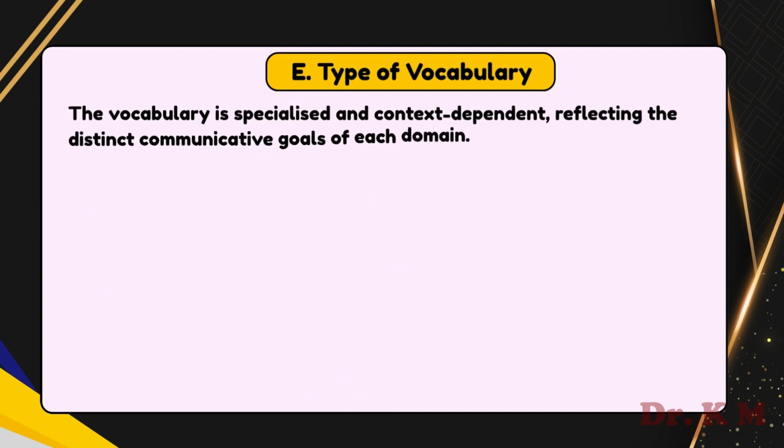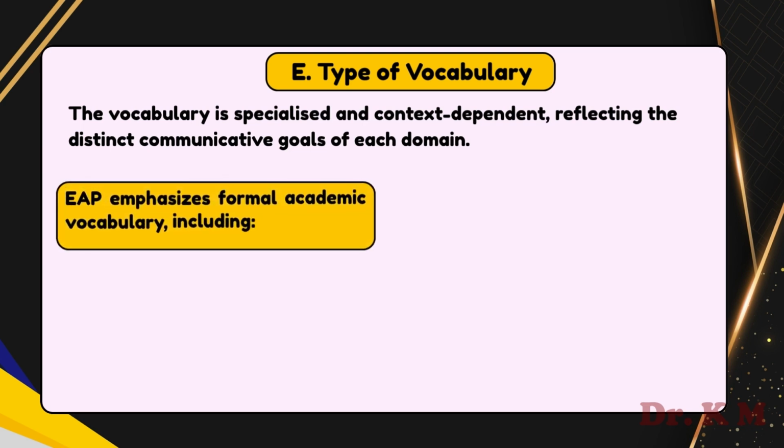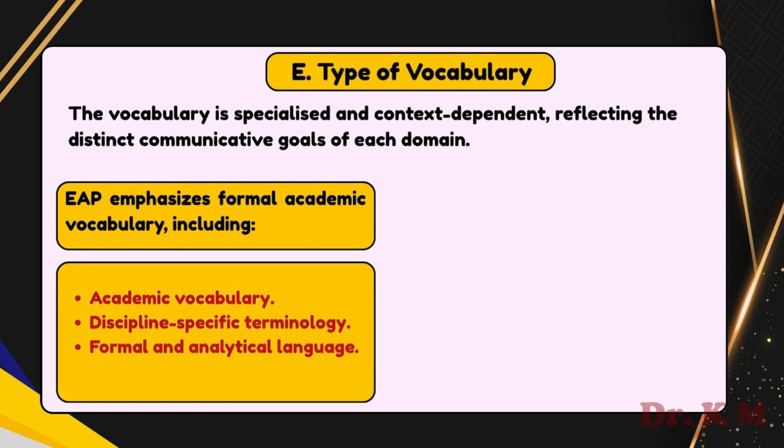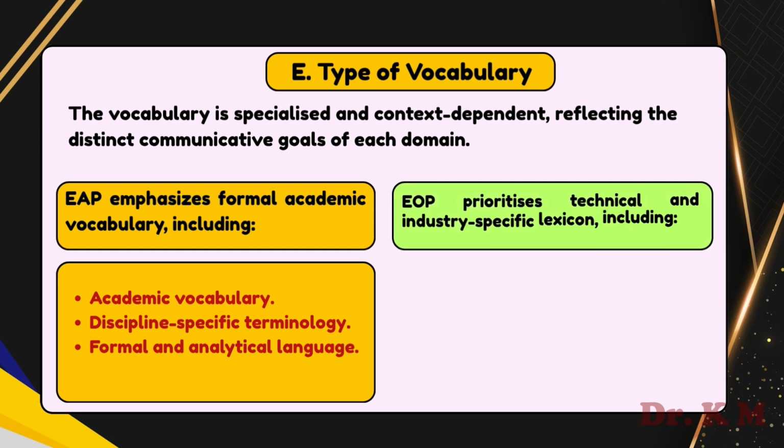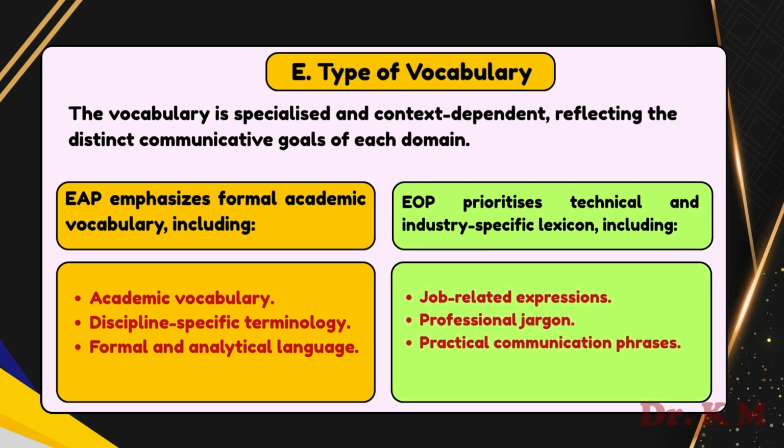E. Type of vocabulary. The vocabulary is specialized and context-dependent, reflecting the distinct communicative goals of each domain. EAP emphasizes formal academic vocabulary, including academic vocabulary, discipline-specific terminology, formal and analytical language. EOP prioritizes technical and industry-specific lexicon, including job-related expressions, professional jargon, practical communication phrases.